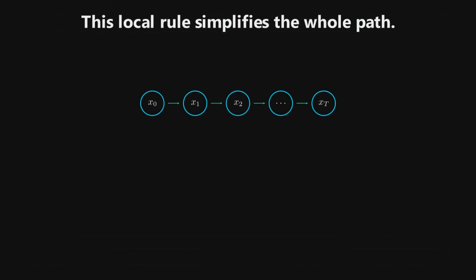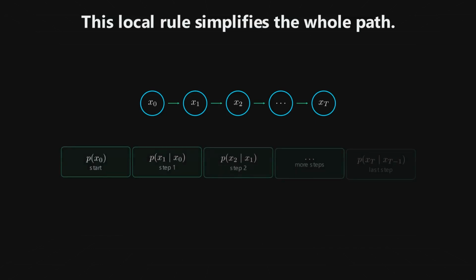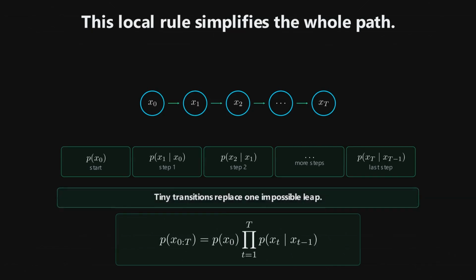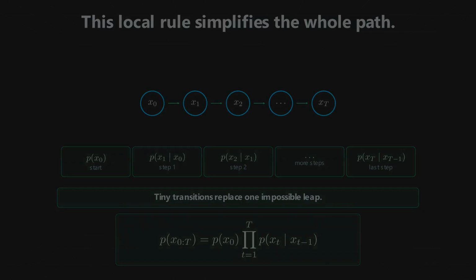This simple idea gives us a powerful factorization. The probability of the entire trajectory can be written as p of x 0 to T equals p of x 0 times the product from t equals 1 to T of p of xt given xt minus 1. Instead of modeling one enormous transformation from clean data to pure noise, we model many small transitions. And that is exactly why diffusion models are trainable. They turn one impossible leap into a long sequence of tiny, manageable steps.